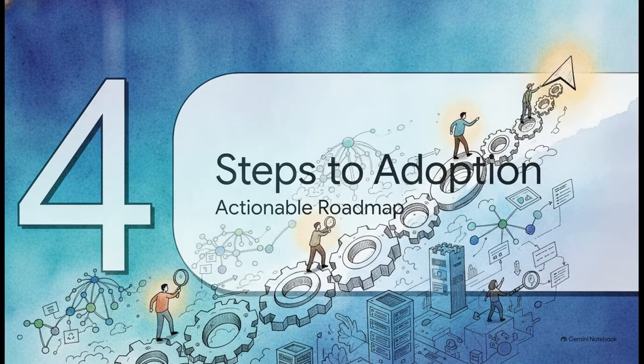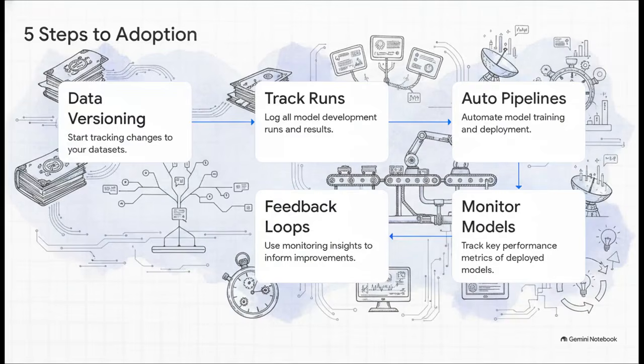Section 4. 5 Steps to Adoption. Here is your actionable roadmap. Listen, you don't have to boil the ocean on day one. Start simple. Step 1, implement data versioning. Just track the changes to your datasets. That naturally flows into Step 2, logging your development runs with experiment tracking.